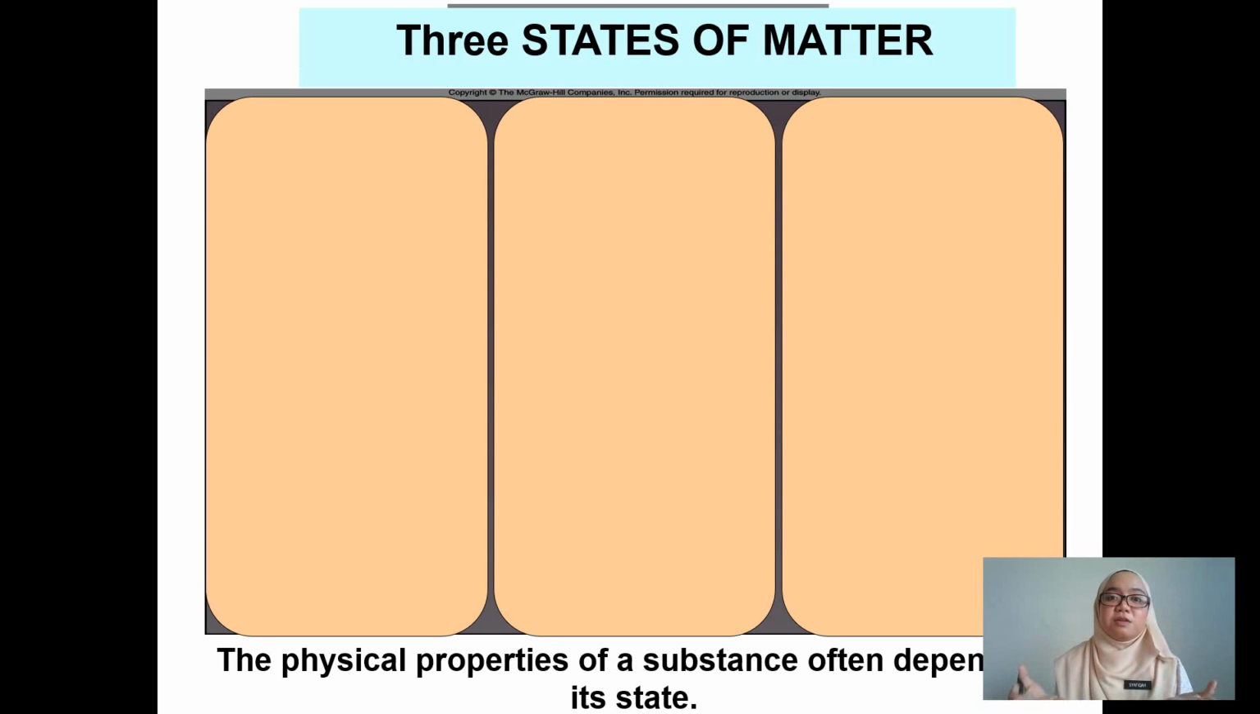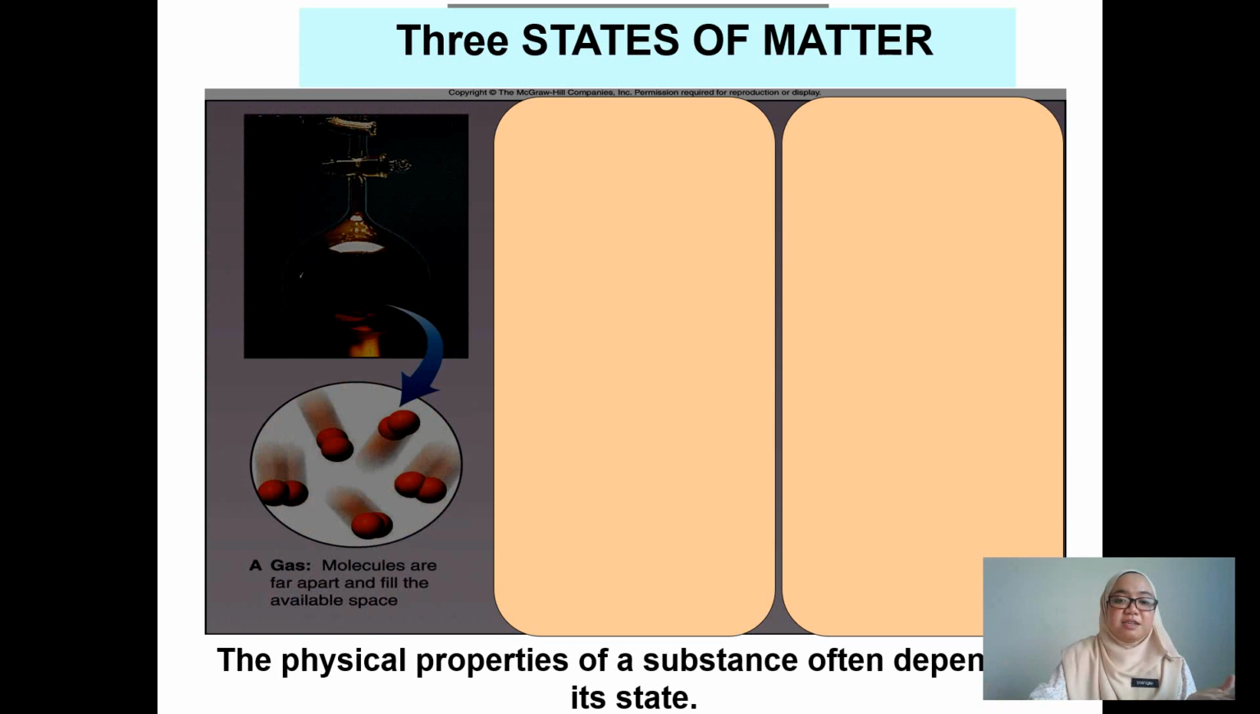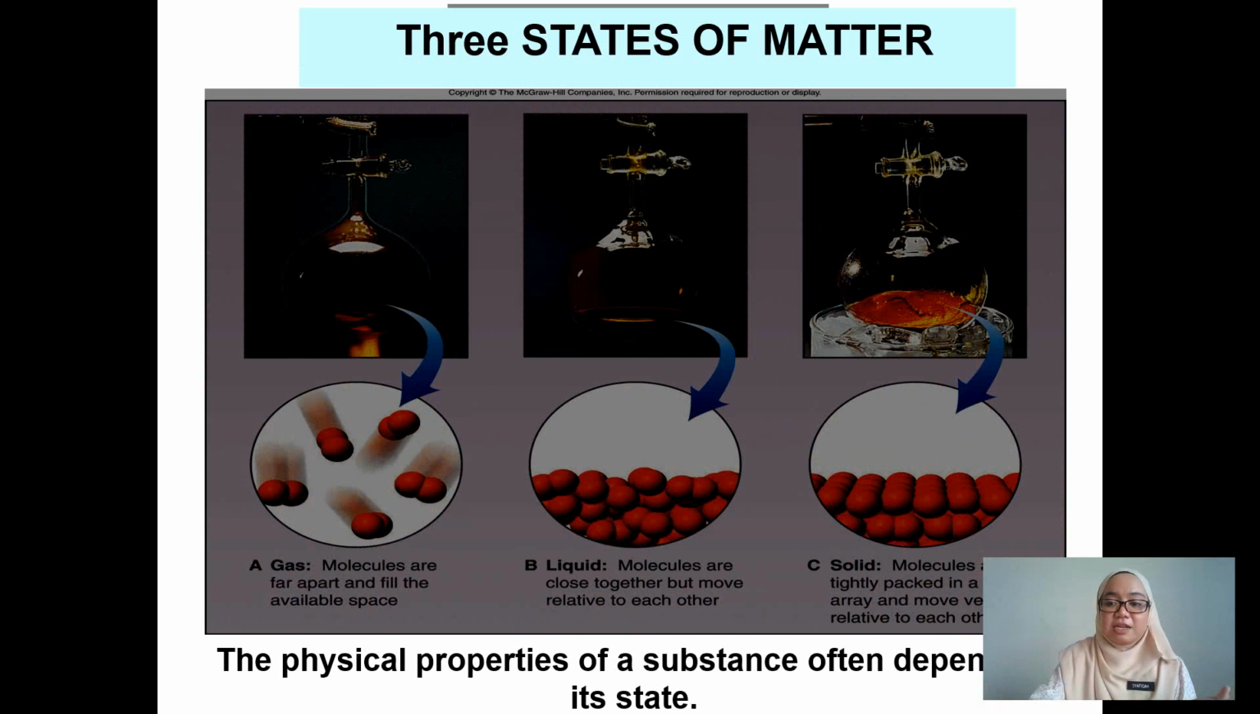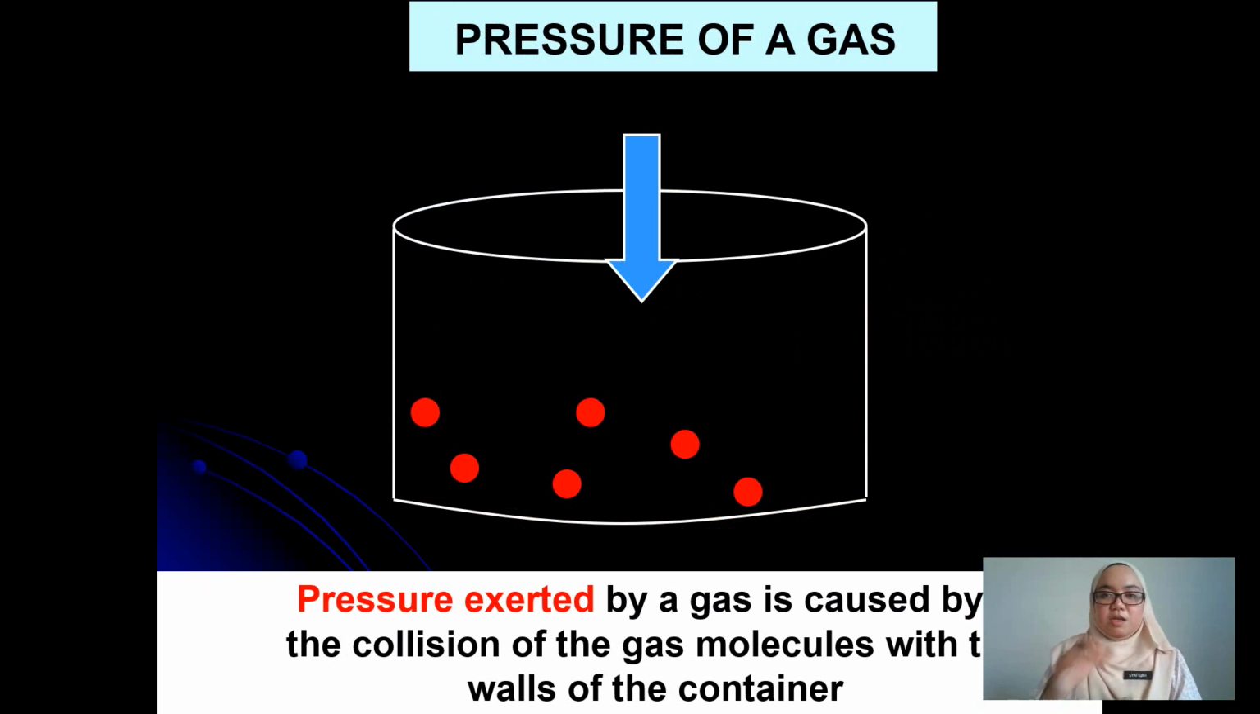Alright, so this is the introduction, where we have three states of matter that we know, which are gas, liquid, and solid. The physical properties of substances often depend on their state. When you see a chemical equation, often the phase or state is written in brackets. This shows us how important the state of matter of a chemical is in chemistry. All right, so today we're going to learn about gas.